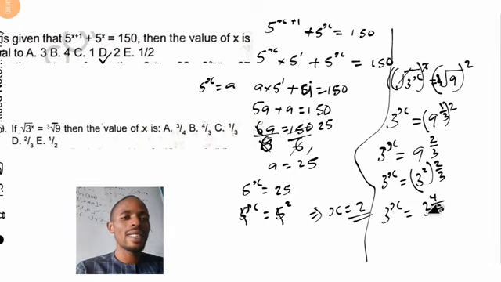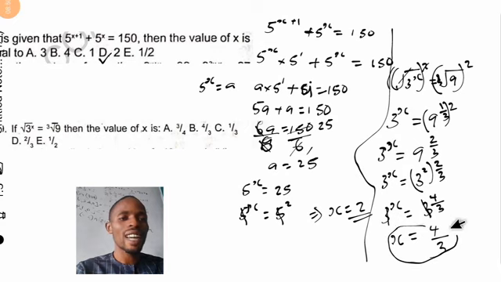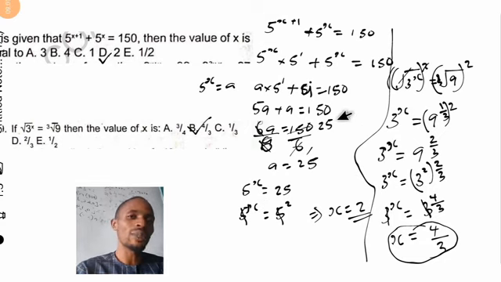Since they have the same base, this 3 will cancel this 3. It means our s is equal to 4 over 3. That is the answer to this question, guys. You can see that it is very simple. The option is 4 over 3, that's option B. So that is how you solve this question.